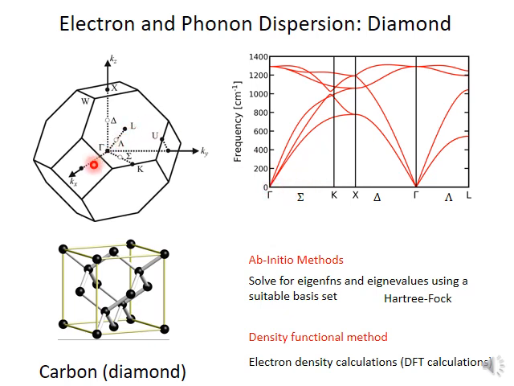In this case, the dispersion is plotted from gamma to K. So that is this plane, where k represents the direction perpendicular to the 110 set of planes, which is in this direction. For each k value, you have six different energies which are possible for the lattice vibration to move in this direction.